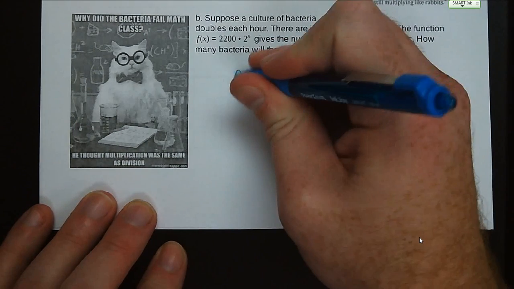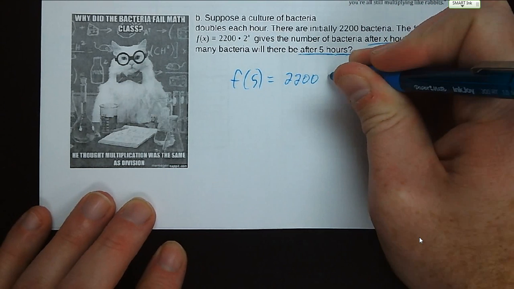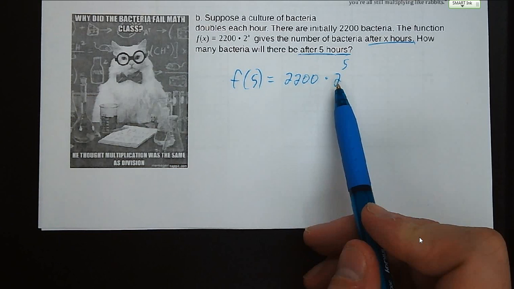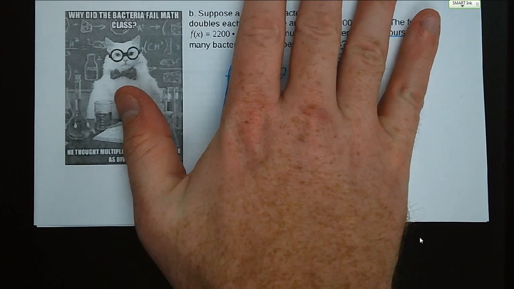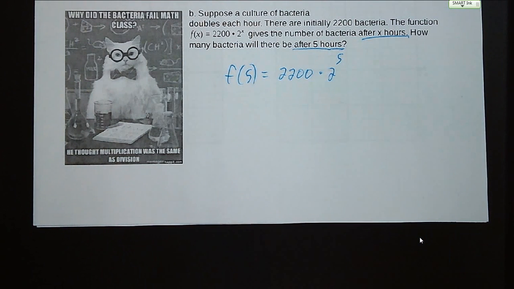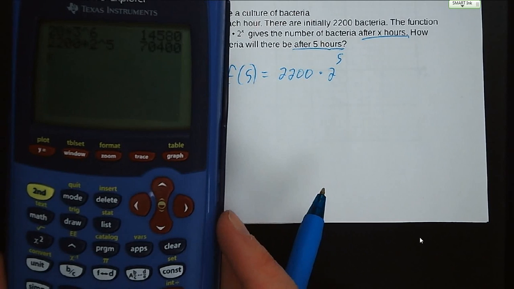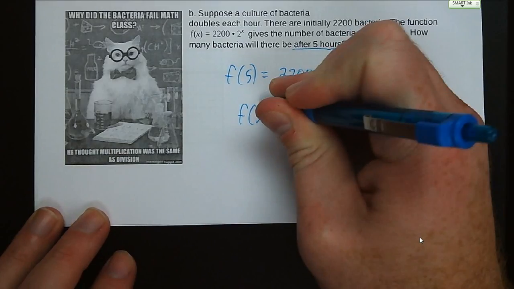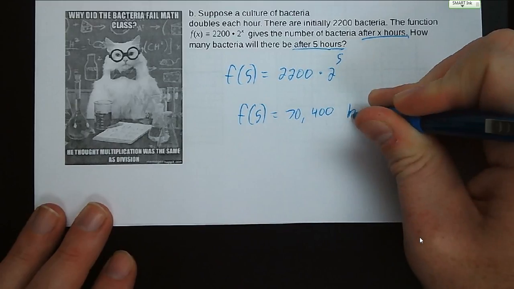So f of 5 is equal to 2,200, the amount we start with, times 2 to the 5th, because it doubled every hour. So it doubled, then doubled again, then doubled again, then doubled again, then doubled again. So we're multiplying by 2 5 times. All right, so when you type that in, 2,200 times 2 to the 5th, we get 70,400. So f of 5 is equal to 70,400 bacteria.